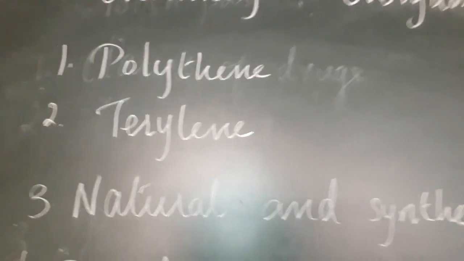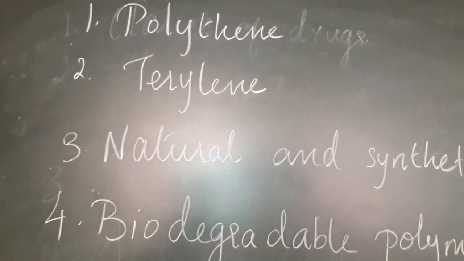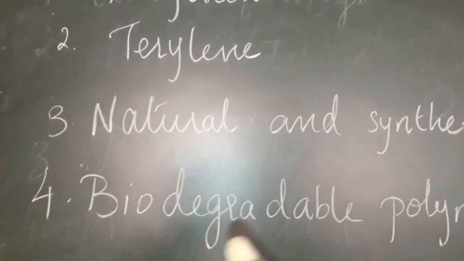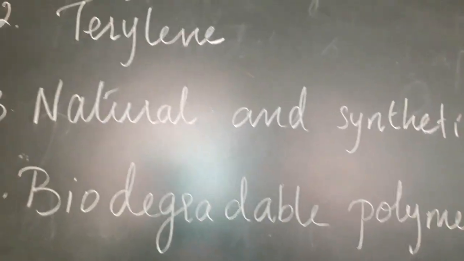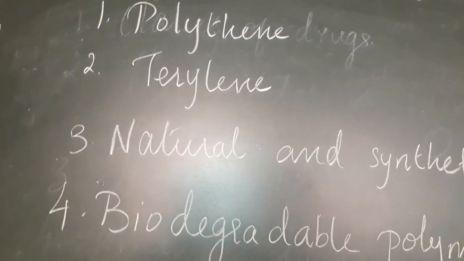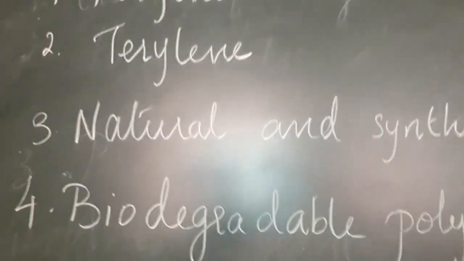What are they? Polythene, terylene, these are all polymers. And next one, natural and synthetic rubber. The next one, biodegradable polymers. So in this lesson we are going to see only the polymers, preparation, their properties and their uses. Rest of the lesson in PPT.